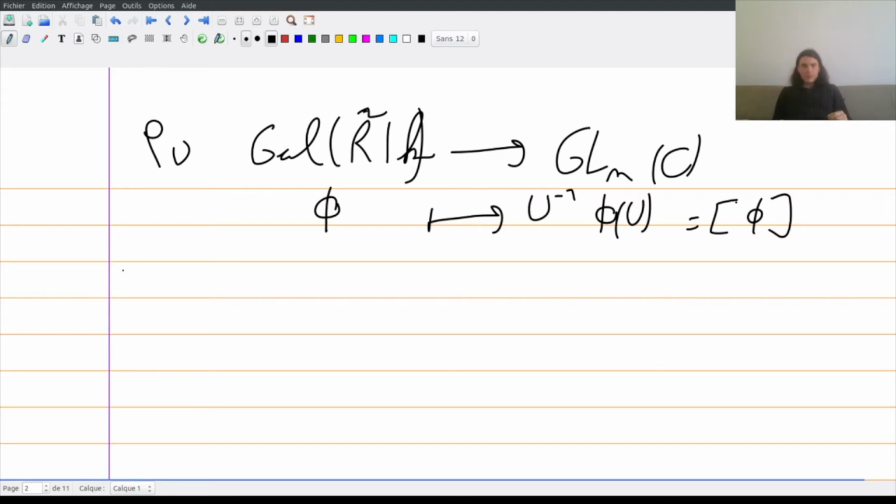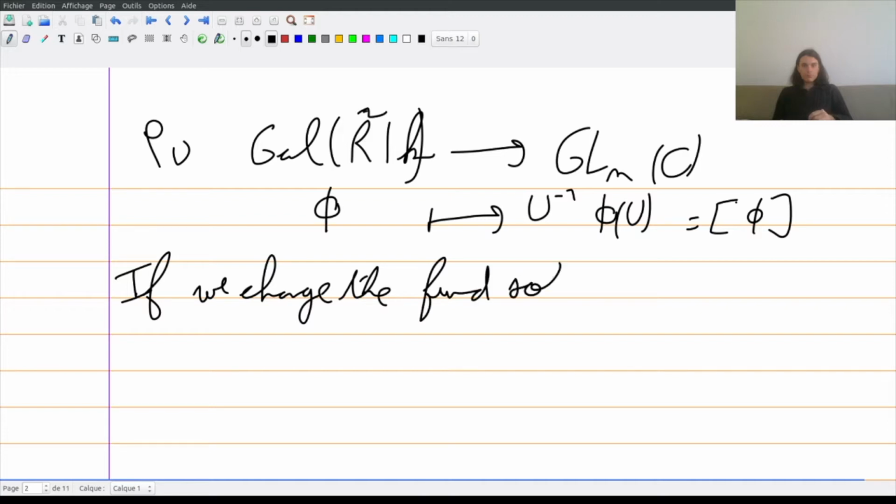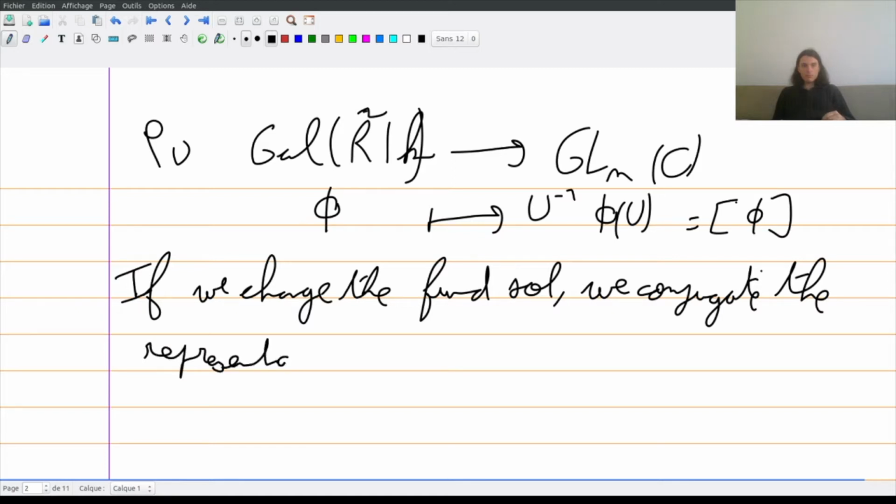So the second thing is that if we change the fundamental solution, we conjugate the representation. A map of this type is called a representation, and if you change the fundamental solution, you just conjugate the representation. So a Galois group may be seen as a group of constant matrices up to a conjugation.